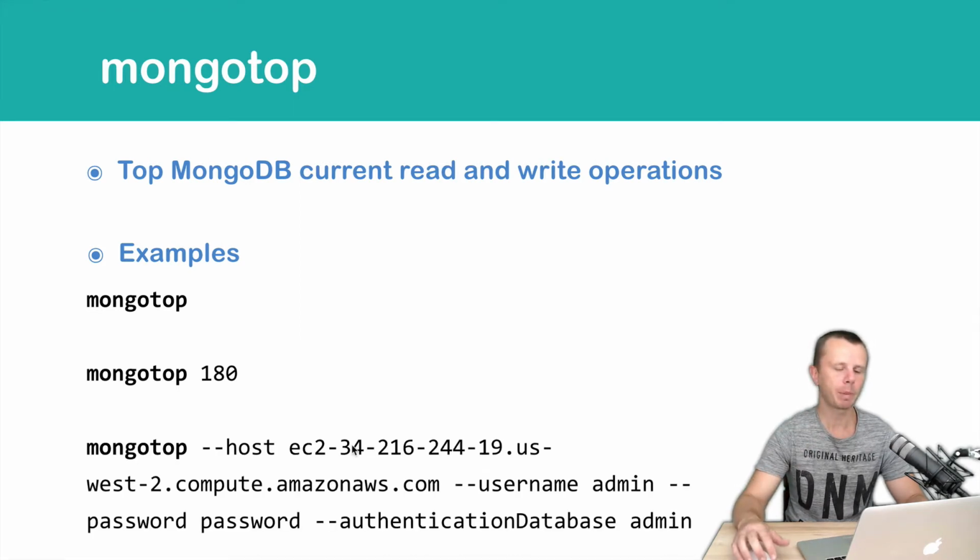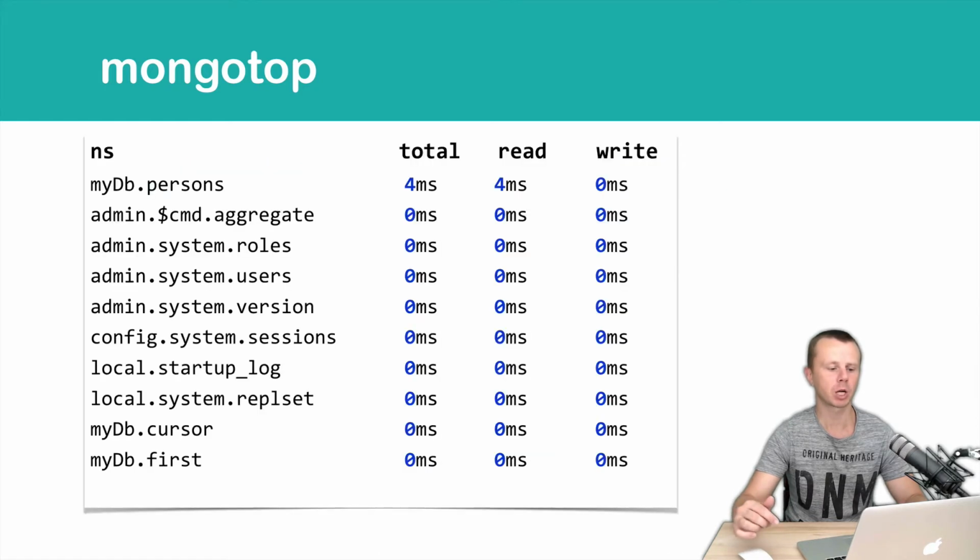And in the last example, MongoTop is used with remote MongoDB server. Output to the terminal will look like this. So total read and write columns will show you how much time is taken for certain operations. Let's try this in action.